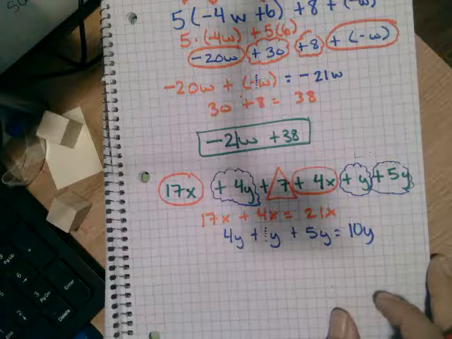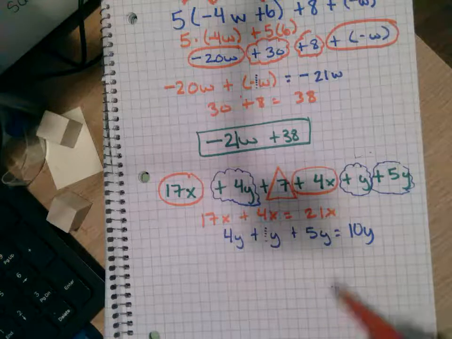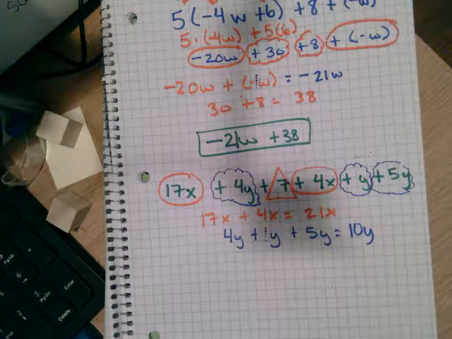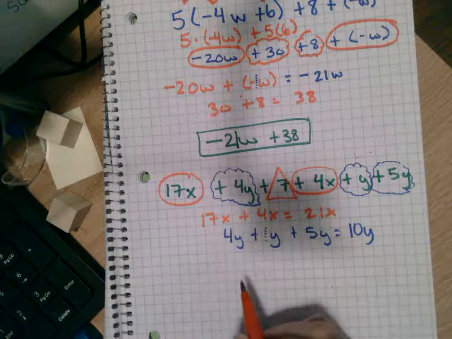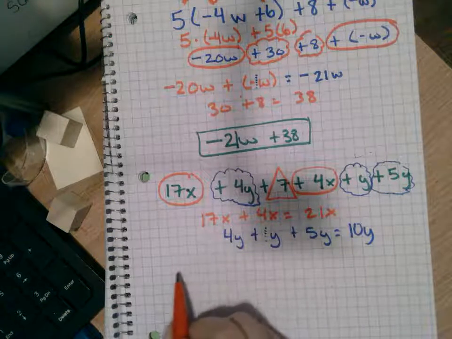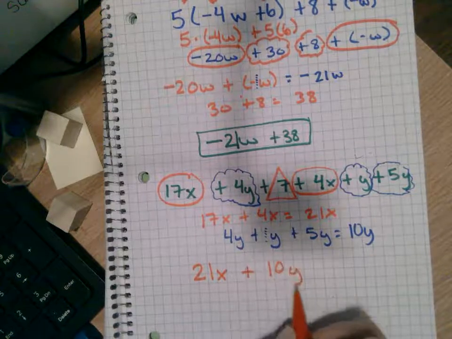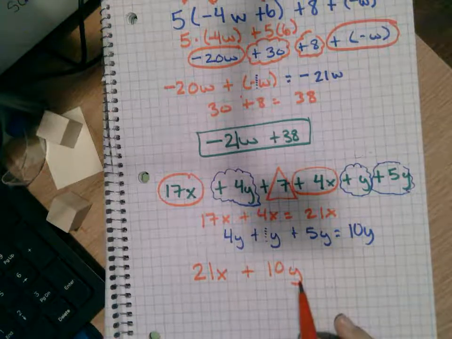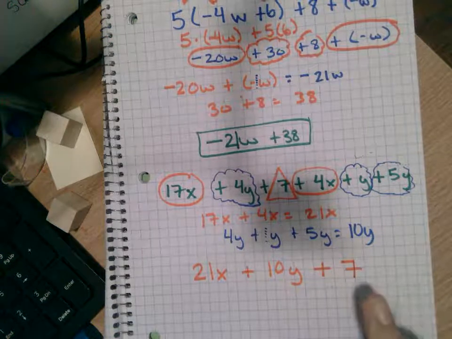Now, the correct Algebra 1 way to write this would be to put it in alphabetical order. So, which one comes first, x or y, alphabetically? X. So the correct way of writing this in algebra would be 21x plus 10y, because x comes before y in the alphabet, and then the very last number is the one without the variable.